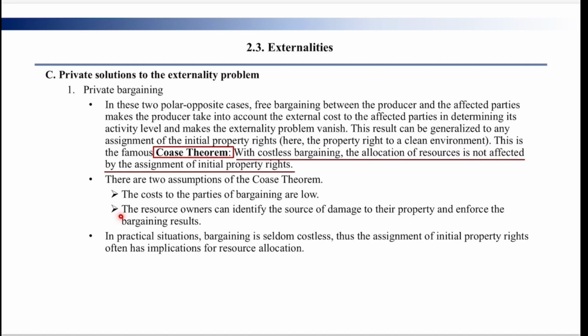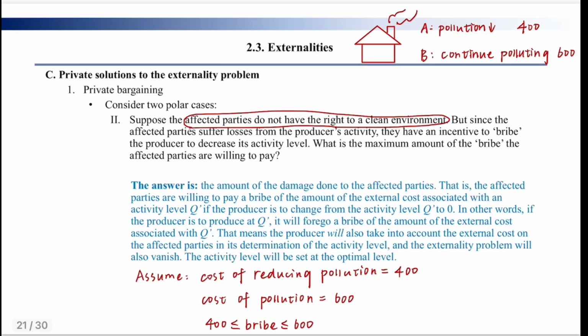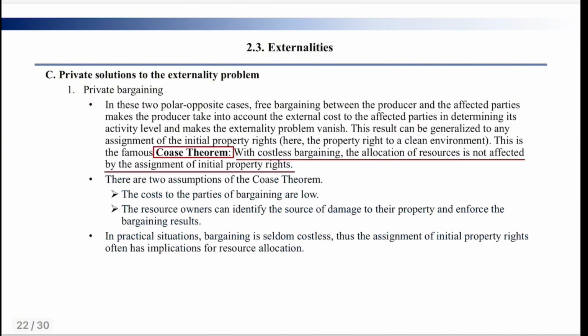and it may not be possible to achieve the optimal allocation. Okay, the second assumption, you can see that the resource owners can identify the source of damage to their property and enforce the bargaining results. It means that the affected party knows that he had to spend, like, 600 Hong Kong dollars on getting sick or spending on the hospitals. Then he knows that his illness was caused by pollution, so he will go to the factory to negotiate, to bargain. Well, these are two basic assumptions of the cost theorem.